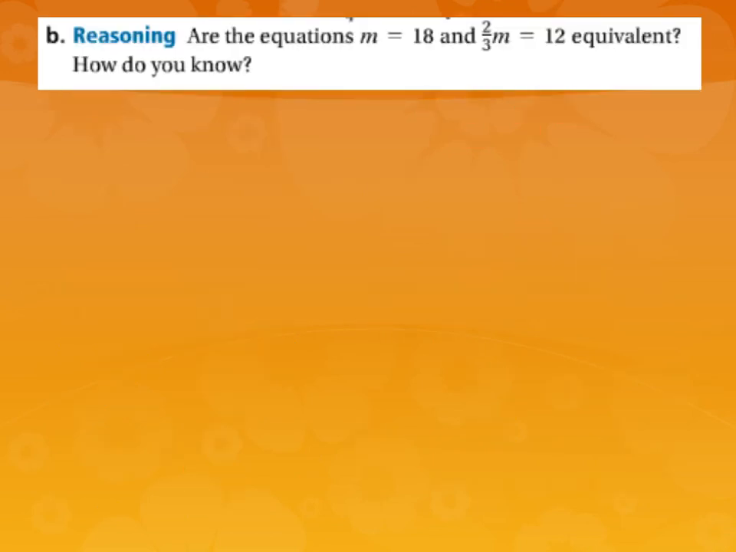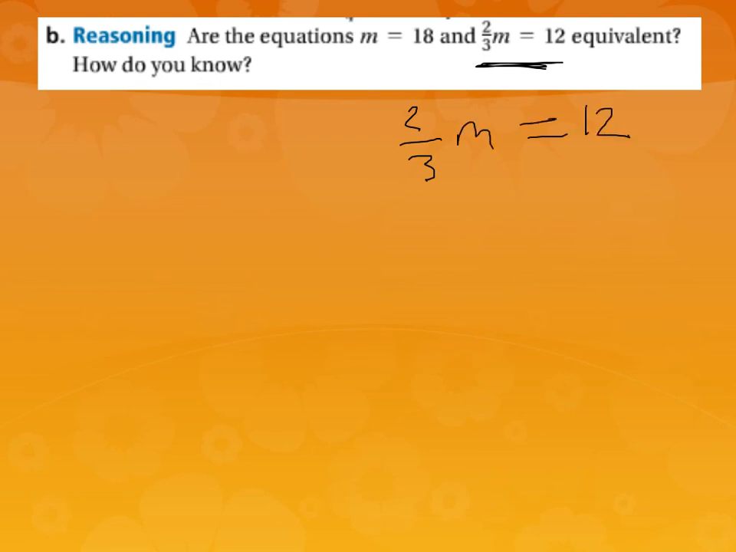So now I have the question, are the equations m equals 18 and 2/3 m equal 12 equivalent? And how do I know? Right now you should pause and try to solve this problem yourself. Well, if I want to see if they're equivalent, the first thing we want to do for the second equation is solve for m. So I'm going to rewrite 2/3 m is equal to 12.